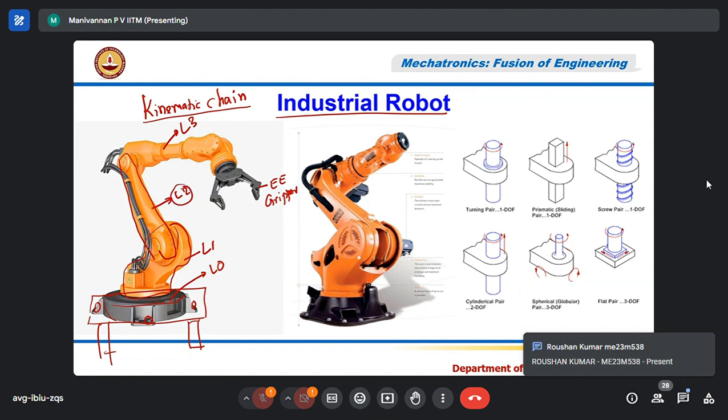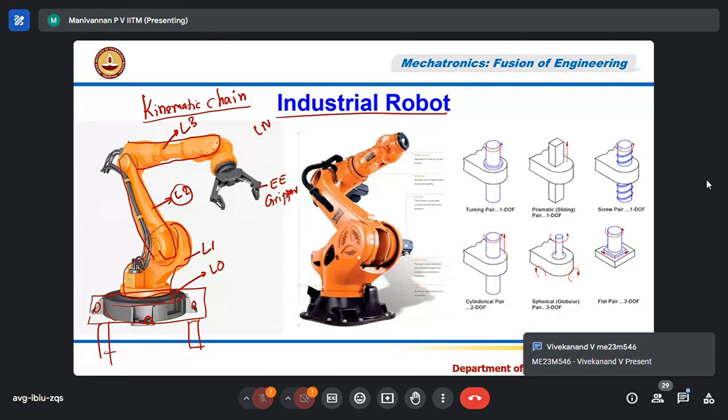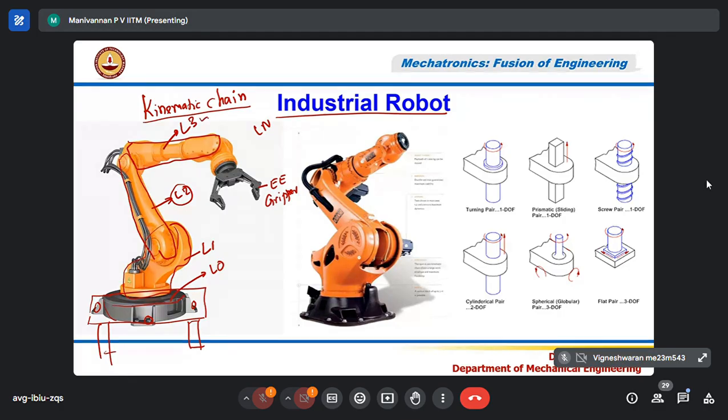Generally, in robotics, links are numbered from 0 onwards: link 0, link 1, link 2, link 3. It can go up to link number n if you need it. Theoretically you can have n number of links, but in this case, we have 4 links. Then the fourth link is this whole thing, made of solid materials, maybe aluminum or steel, depending on load carrying capacity. This is called link 3.